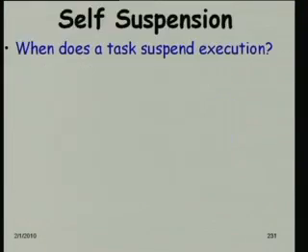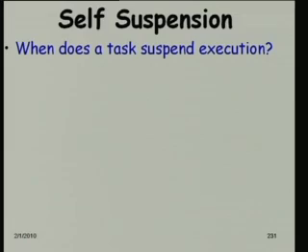Now, let us consider self suspension. This is another issue which we have so far been ignoring. When a task starts running, the execution time is given, and we have been assuming that it runs to completion, but it might self suspend. Even though it is the highest priority, still it might relinquish the CPU and suspend itself. Why is that so? What do you think?